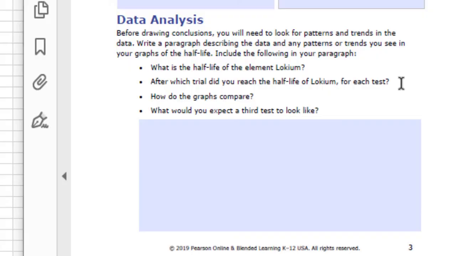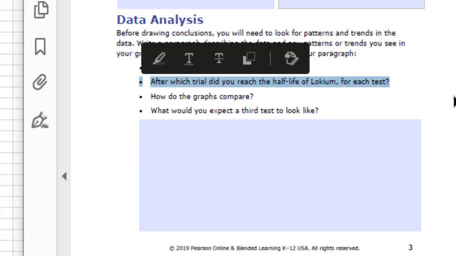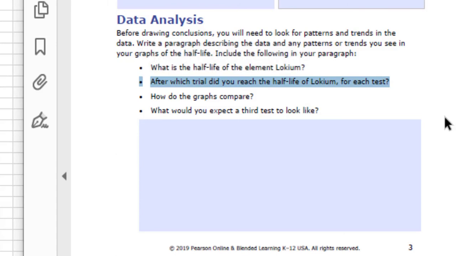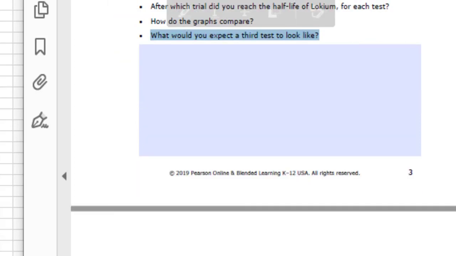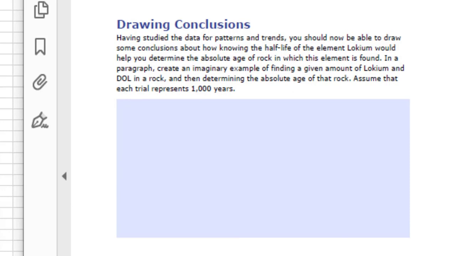And finally, you are going to answer the data analysis questions. What is the half-life of the element lithium? After which trial did you reach the half-life of lithium for each test? How do the graphs compare, and what would you expect a third test to look like?